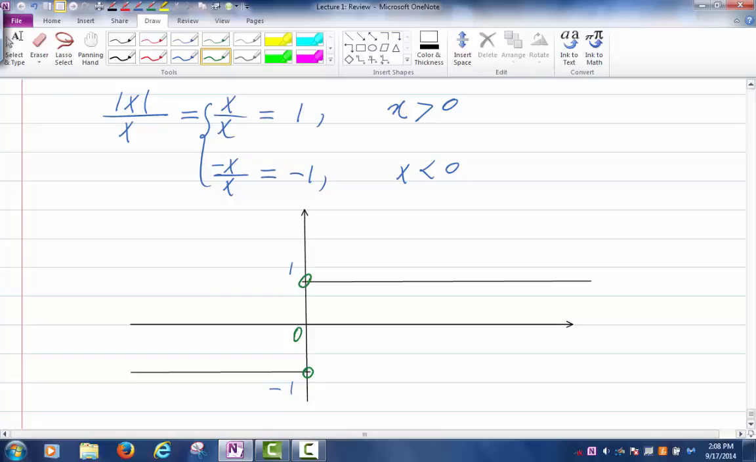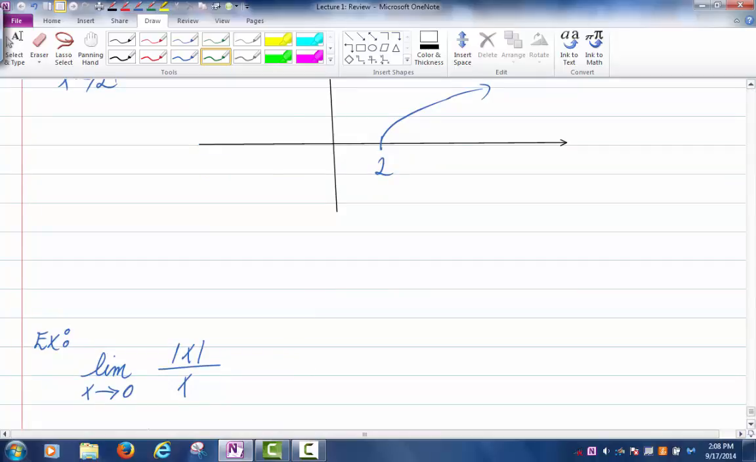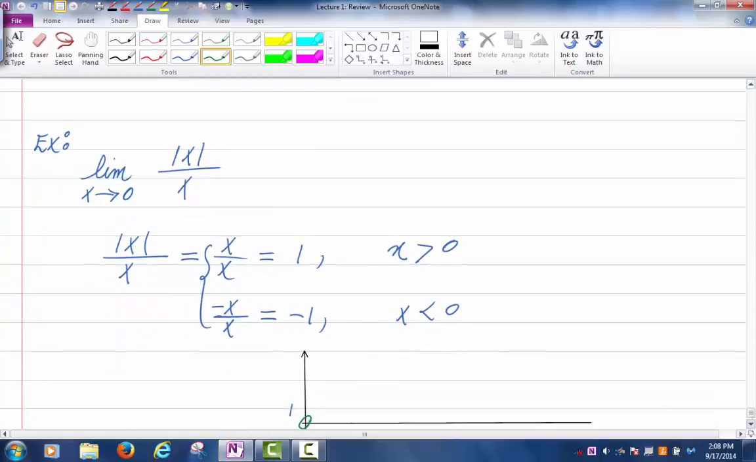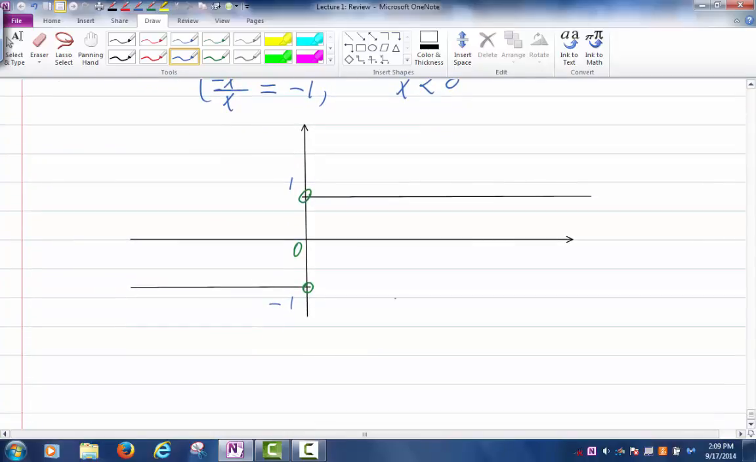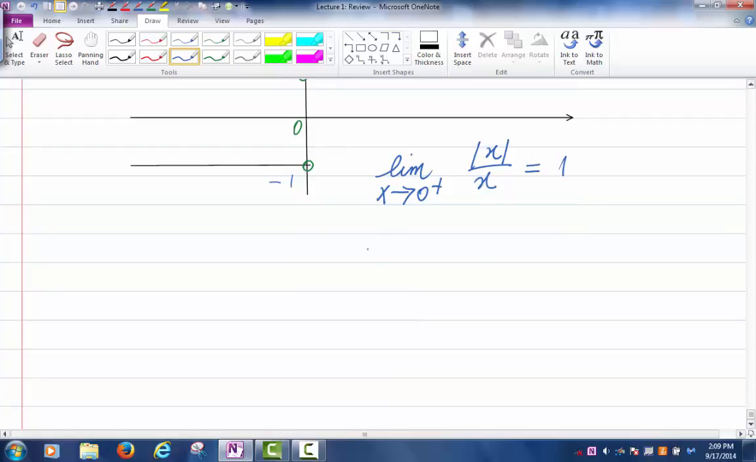So does the limit exist at 0? What we see here is that this limit does not exist. However, what can we say about the right-hand and left-hand limits? The limit as x goes to 0 from the right of absolute value of x over x is 1, and the limit as x goes to 0 from the left of absolute value of x over x is equal to negative 1.